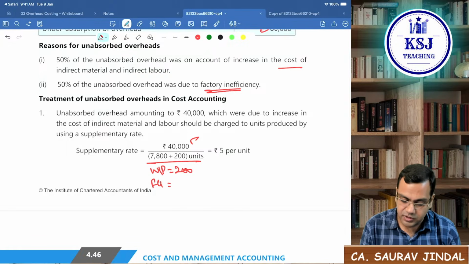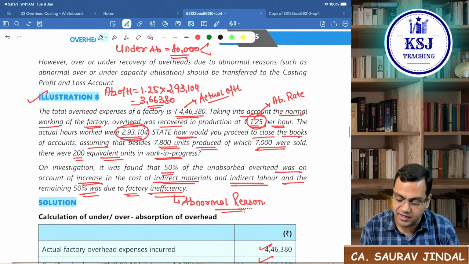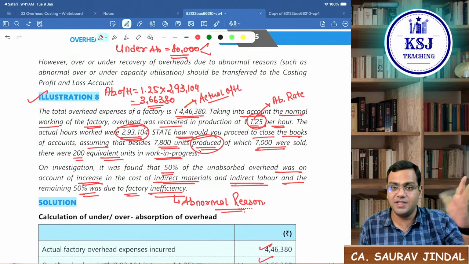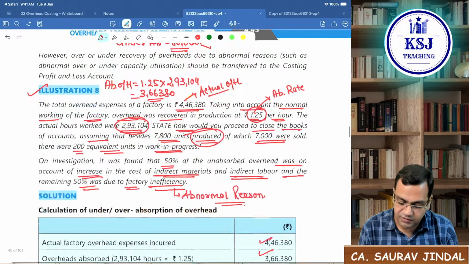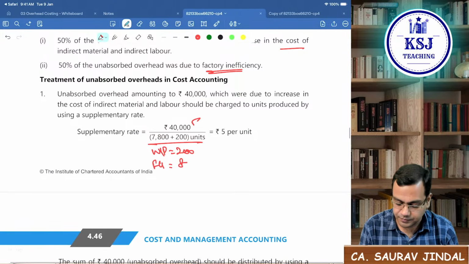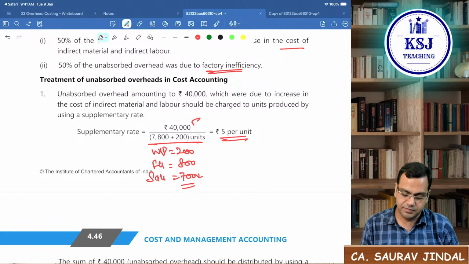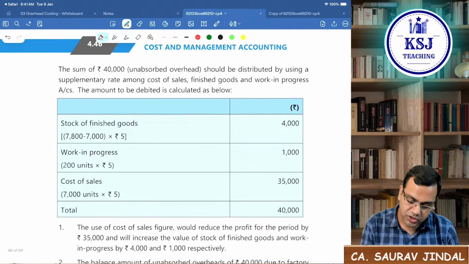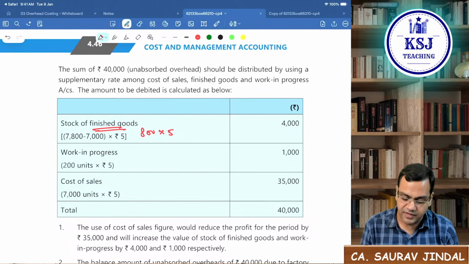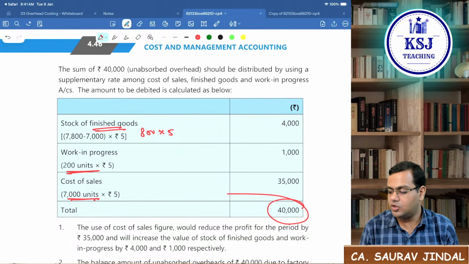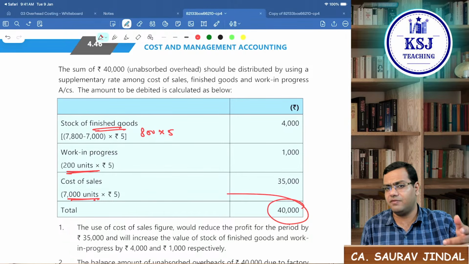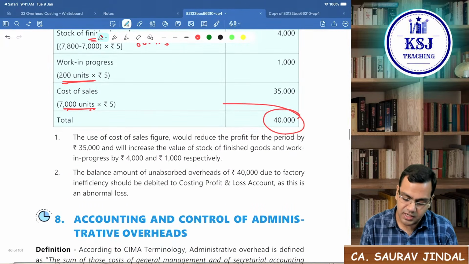closing FG. Closing FG will be what? See here, 7,800 units produced, out of which 7,000 sold. So your closing FG will be 800 units and sale will be 7,000. Right? So 5 per unit. Then stock of finished goods, how much will you take? That is 800 units in the FG multiplied by 5, WIP 200 into 5, and cost of sales 7,000 into 5, total 40,000. What about the remaining 40,000, sir? That will be taken to costing P&L.